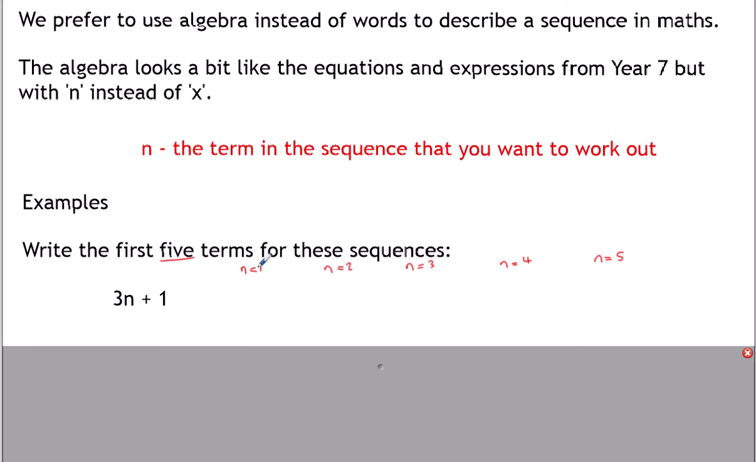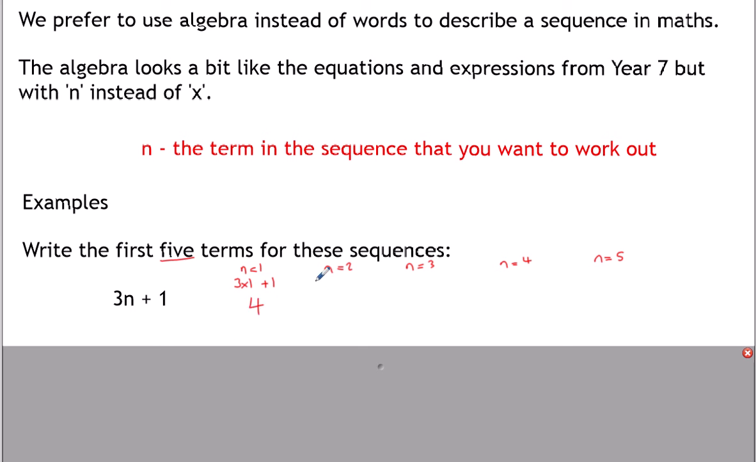And then I put these numbers into this formula, a little bit like when you were doing your graphs last week and you had a table to fill in and you were putting numbers into a formula. You're still doing that, except the formula's got n instead of x, and it's not in a table but just in a list. So when n equals 1, I do 3 times 1, which is 3, and then I add on 1 to make 4.